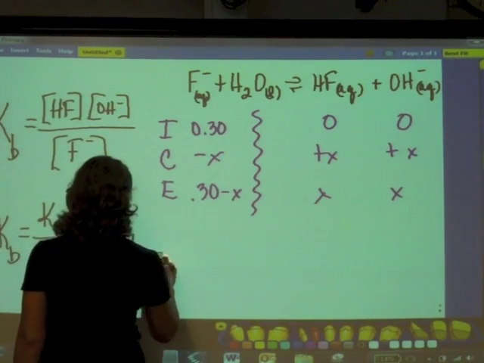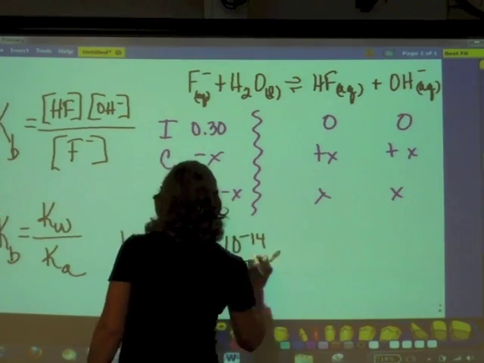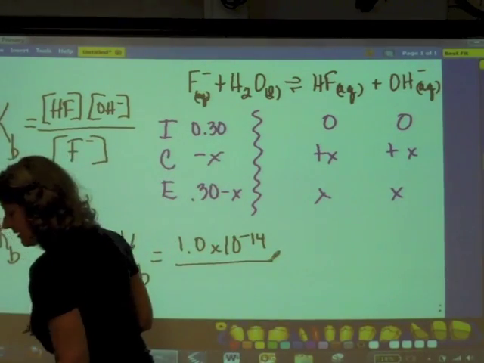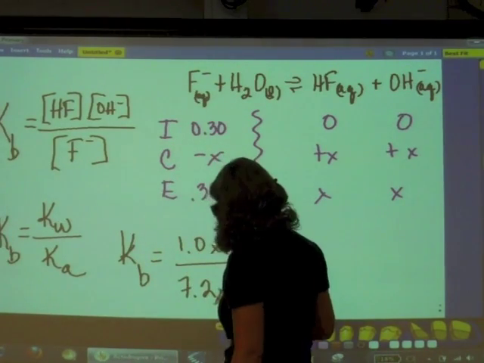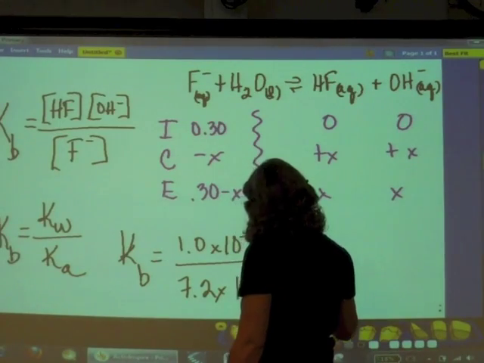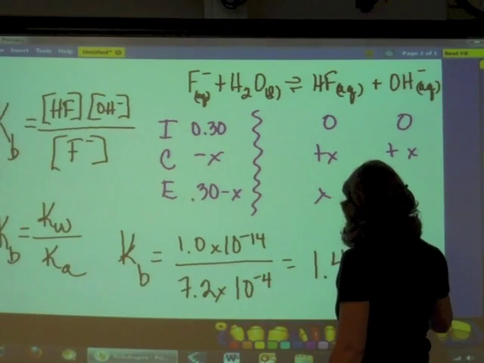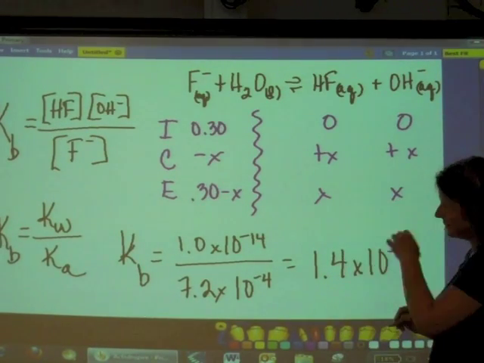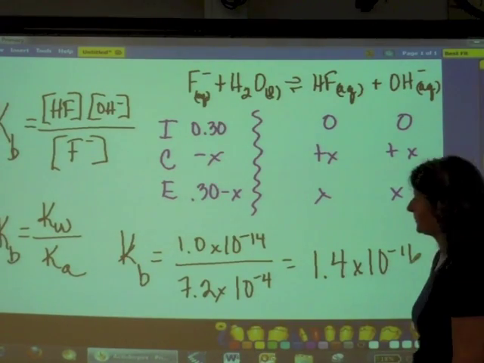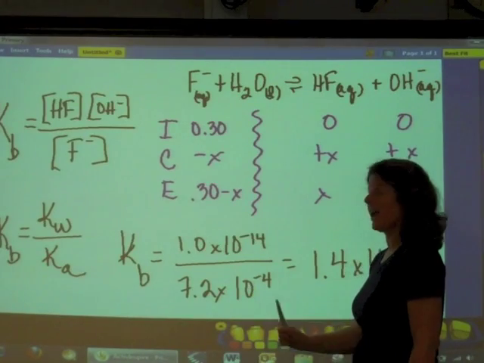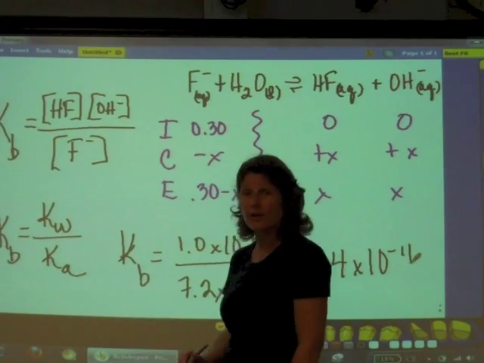So our Kb is equal to 1.0 times 10 to the minus 14 divided by, what was our Ka? 7.2 times 10 to the minus 4. So our Kb is equal to 1.4 times 10 to the minus 11. Excellent. Now we've got our Kb, from Kw of water and Ka for hydrofluoric acid. So now let's plug into our equilibrium expression.